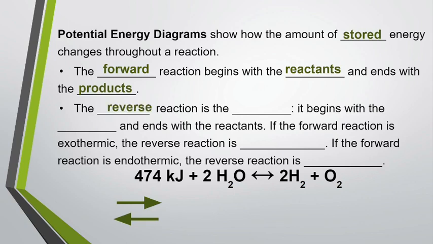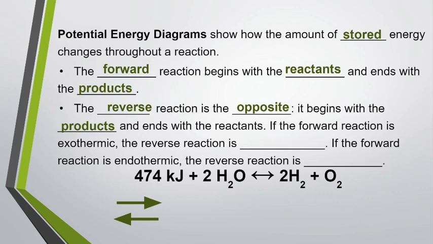And the reverse reaction is the opposite. It begins with what we normally call the products, but these are the reactants of the reverse reaction. And it ends with what we normally call the reactants, which are the products, the things being produced in the reverse reaction.